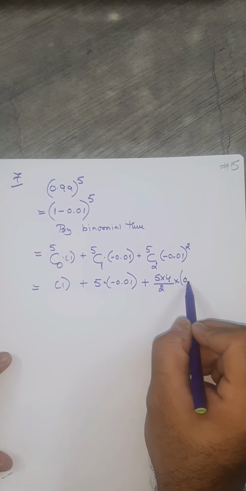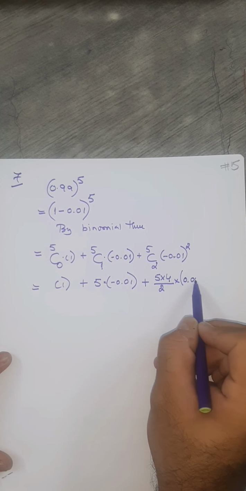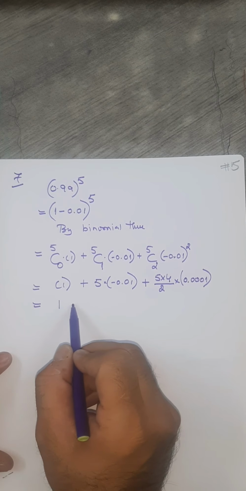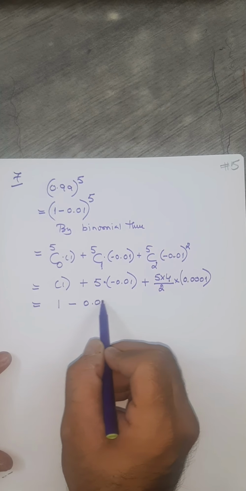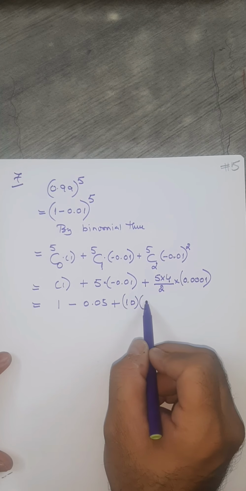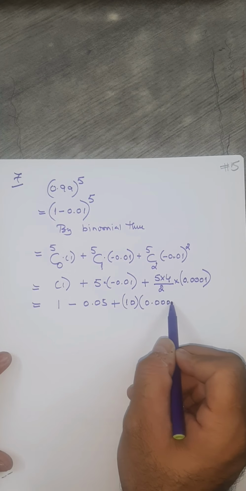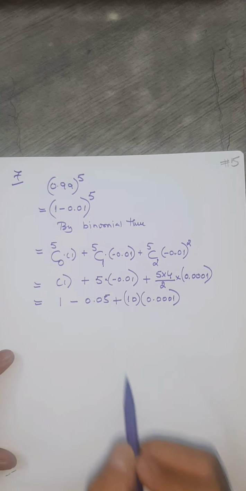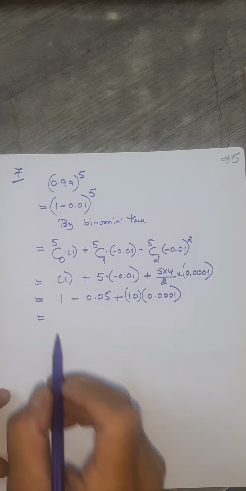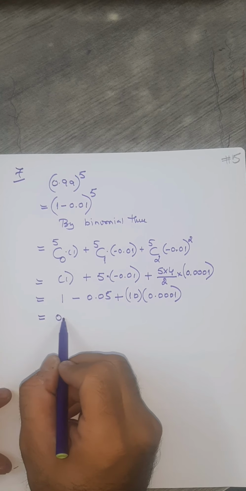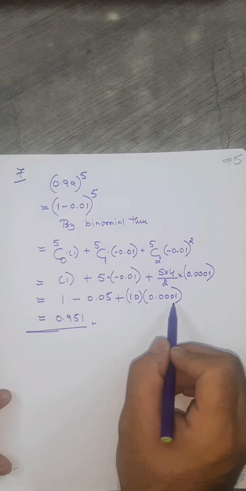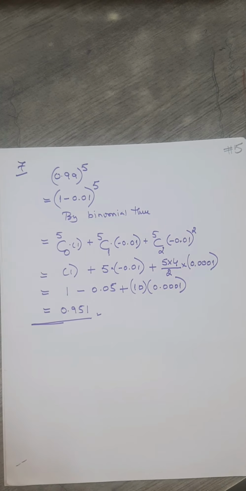So it is plus, because of that square, 0 followed by 3 zeros and then 1. Now we just simplify. 1 minus 0.05 here plus, this is 10 into 0.0001. Fine. So let's add all this. So I'll get the 0.951. That's the value. Just add this, you will get exactly this much.